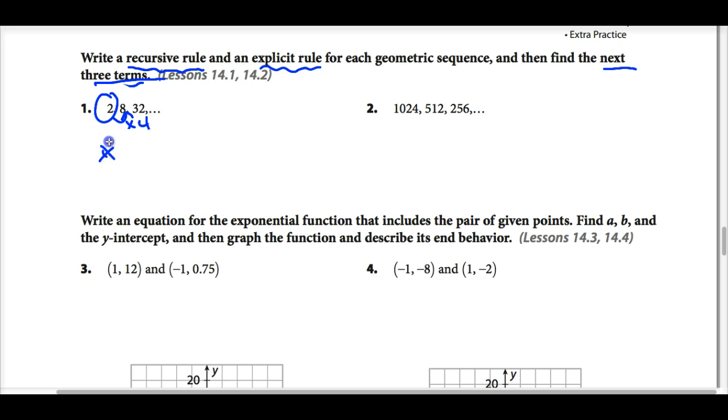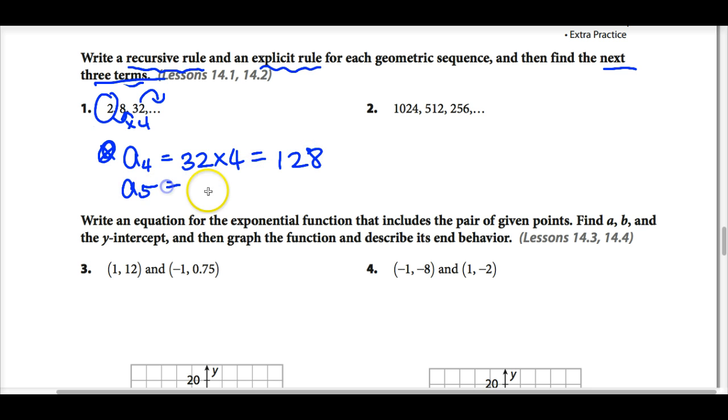This time, all we have to say is 2, 8, 32. How do I find the next number? Okay, so 1, 2, 3. The 4th number, which you call a with a small 4, is going to be 32 times 4, which is 128, okay?